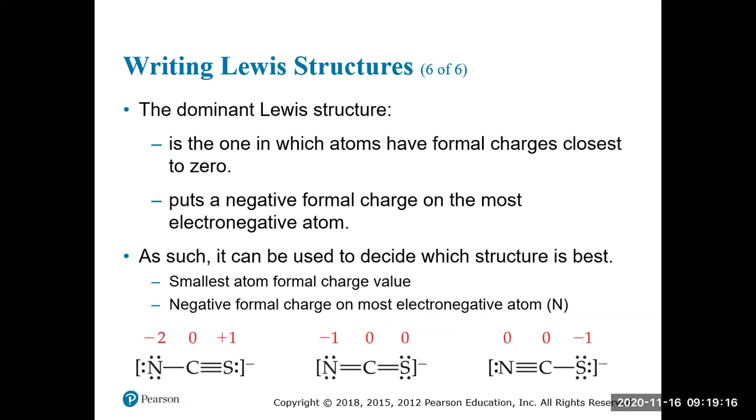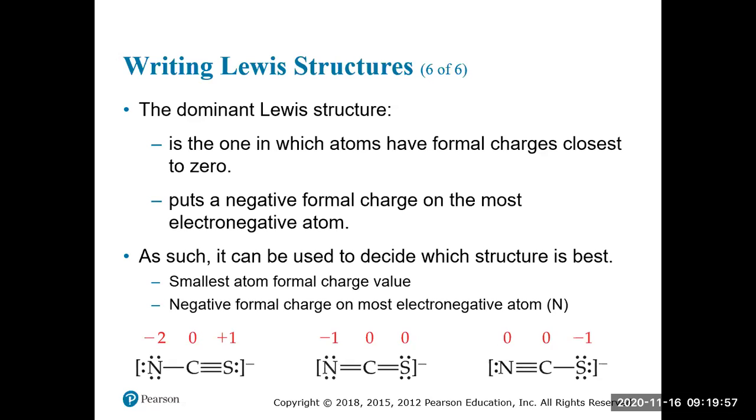Another example of this is NCS. So let's take a look at that for a second. If we go through that exercise like we did before and calculate out our formal charges, and we look at these 3 structures and assign them, we see that the first one, we have -2 on the nitrogen, 0 on the carbon, +1 on the sulfur. The second option, -1 on nitrogen, 0 on carbon, 0 on sulfur. The third one, 0 on nitrogen, 0 on carbon, and -1 on sulfur.